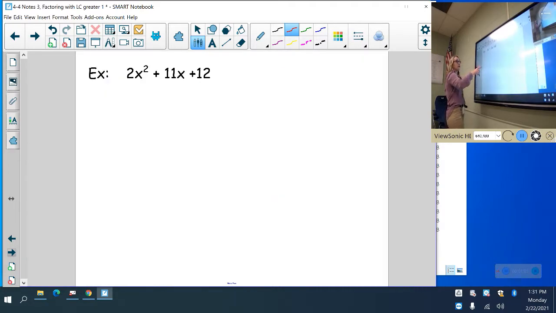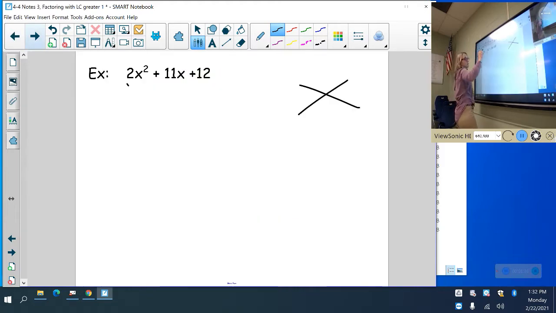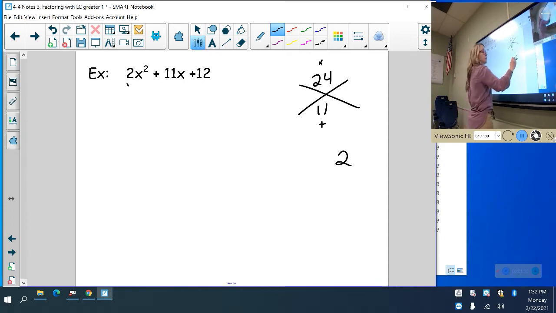There is no negative in front and there's no greatest common factor for 2, 11, and 12. Therefore, I have to do exactly what my steps say. Step 1, multiply A times C, 2 times 12. And if you remember in the second notes, instead of writing out this whole question every time, I make this little X. 2 times 12 is 24. That has to add up to 11.